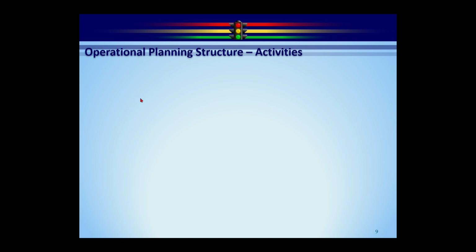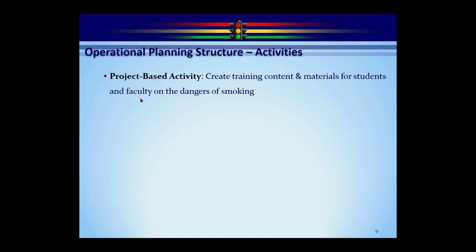In the dashboard, there are 3 distinct types of activities. The project-based activity is by far the most common. It was the original and the only one at one point in time. But anything that's actually a project, that'll be completed in a given time frame fits into this category. So here's the example. Create training content and materials for students and faculty on the dangers of smoking. So we're thinking about maybe some PowerPoints and some videos and some user guides and that sort of thing, whatever we need to do the training.